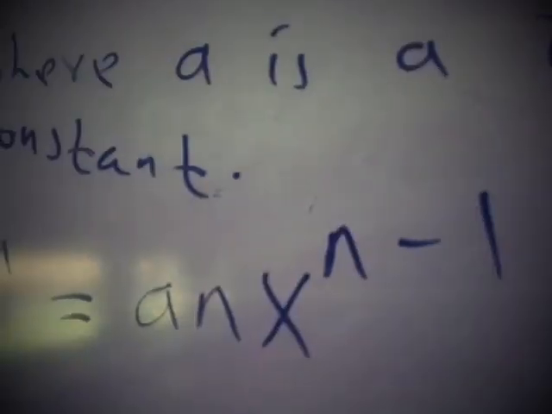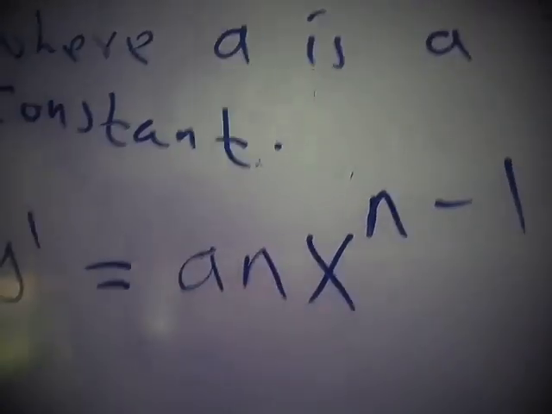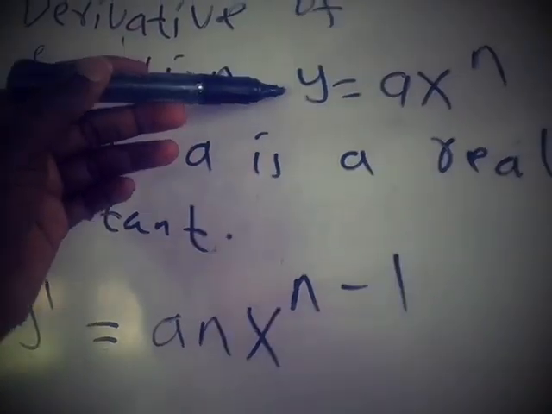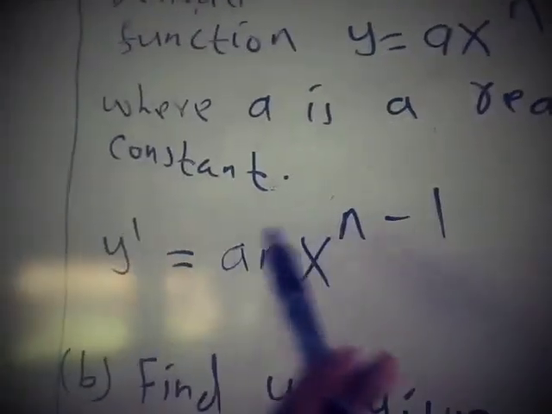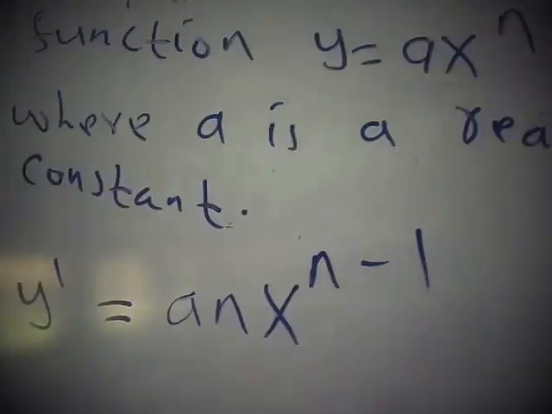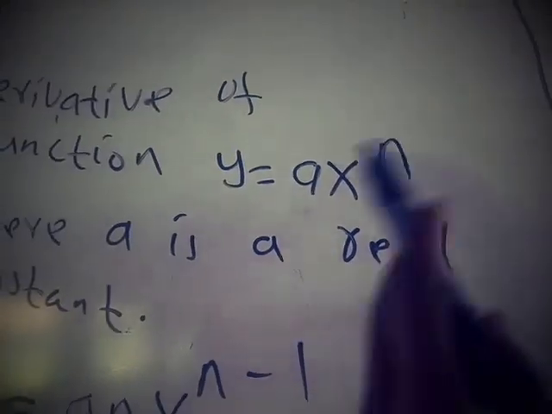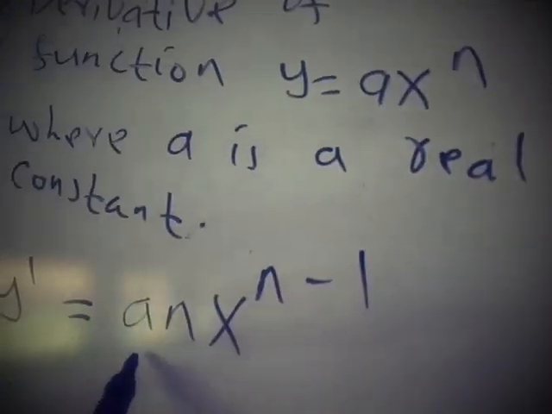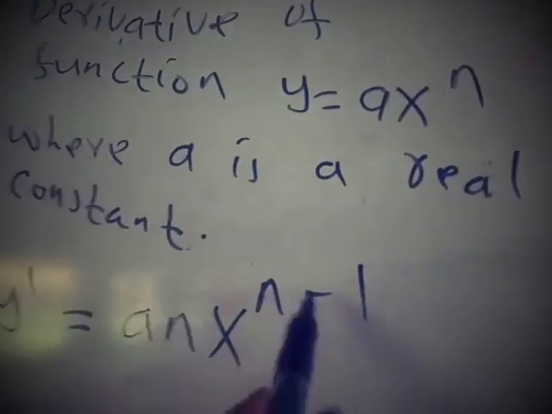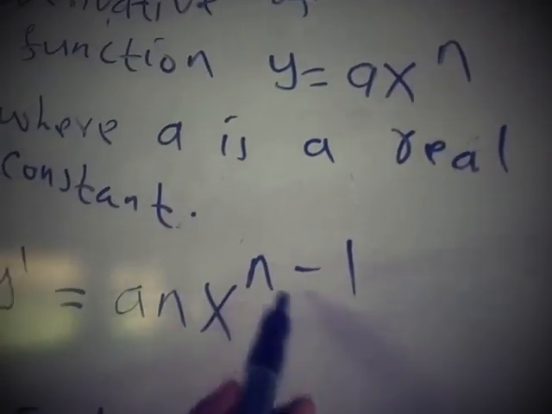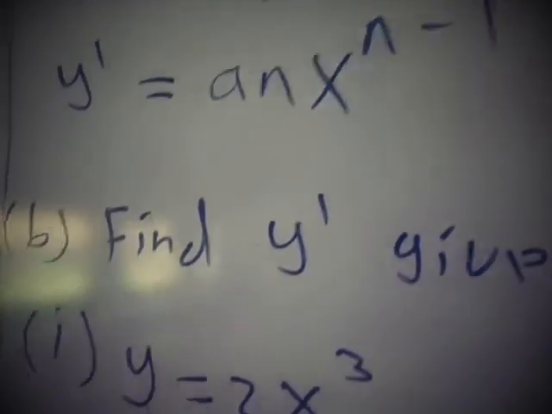Part 2, we want to look at now the derivative of function y is equal to a x power n, where a is a real constant number. So simply what you do, you just bring the index in front and you multiply it with the constant a, then you reduce the power by 1, so n minus 1. Let us look at the example.